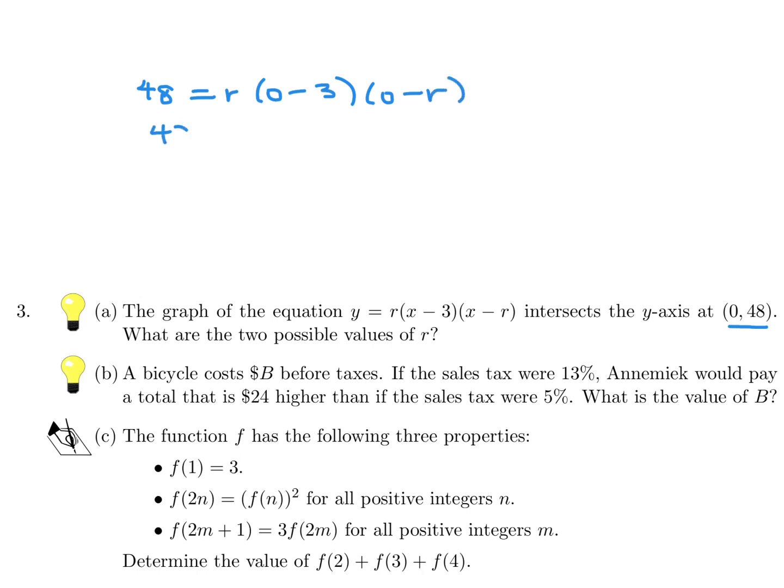Okay, so that looks like 48 is equal to minus 3 times minus r, which is 3r, and then r, so 3r squared. Okay, divide through by 3, and we get r squared is 16, and therefore r would be plus or minus 4. And those are the two values, plus or minus 4.